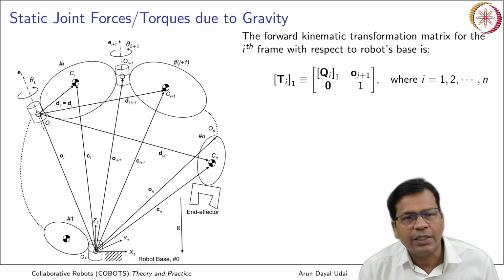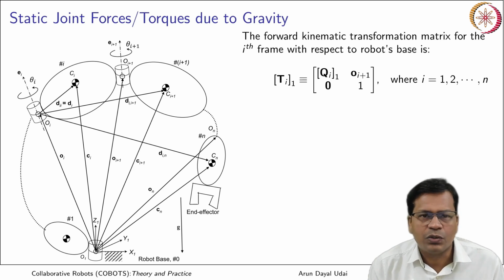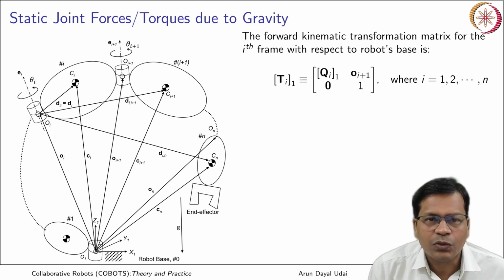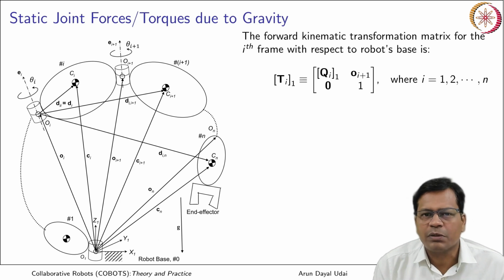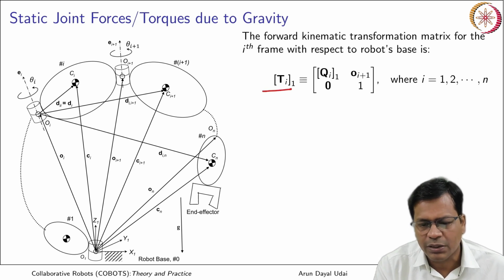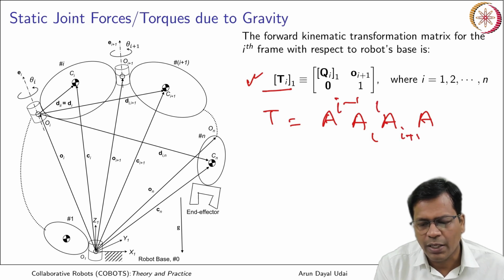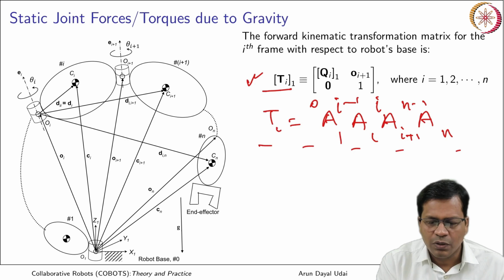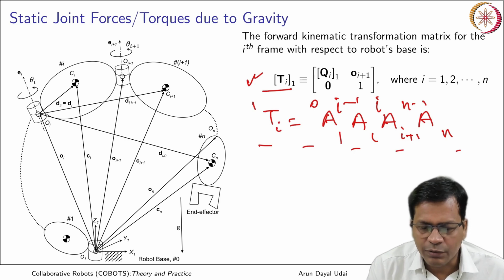So, static joint forces and torques due to gravity. Let us begin calculating that. The forward kinematic transformation matrix for the ith frame with respect to the robot base can be extracted using forward kinematics directly. You can calculate it. So T is equal to the product of link transformation matrices, from i minus 1, i plus 1, i and so on till n minus 1, and it goes from 0 to 1. Finally it gives you the link transformation matrix.